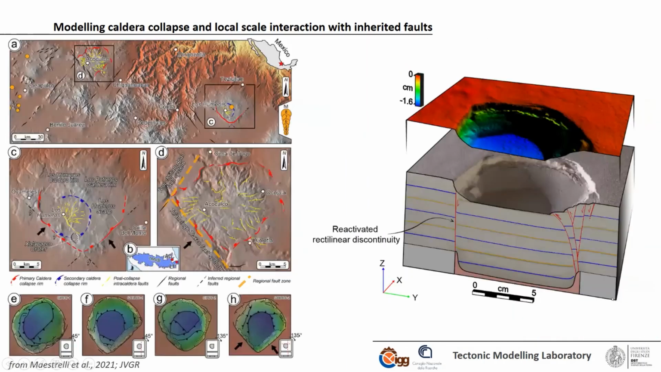So if you compare these models with the case studies of Los Humeros and Acoculco, you can see that there is quite a straightforward similarity in terms of geometry. In both cases, for example, comparing with this last model, which is the one with the discontinuities in the substrate and in the overburden, the reactivation of these inherited structures appears to have controlled quite a lot the geometry and the structure of these collapsed calderas.